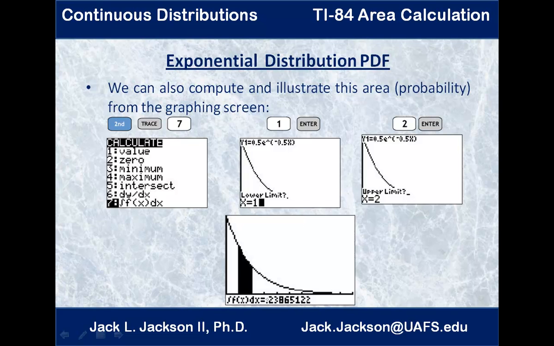And this is why I wanted to leave some space here at the bottom. So what we do is we go second trace, which is calc, and choose number 7, which is that integral sign. That's our S for sum. We're summing our function. Okay, and it's going to ask us for a lower limit. We're going to say 1, enter, upper limit, 2, enter, and then it's going to give us a shaded region and then compute the area of it. So it gives us a nice visual for the region we're shading, and it also tells us what the area of that region is, which in this case represents a probability.